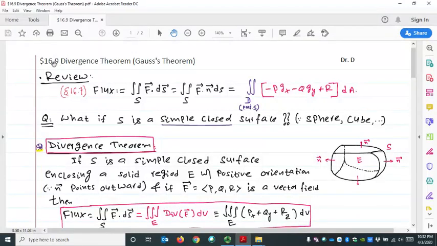Today I am going to cover the divergence theorem, which is also called Gauss's theorem. First, let me review the flux.